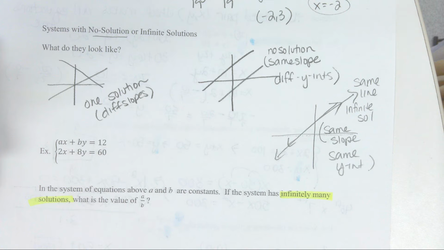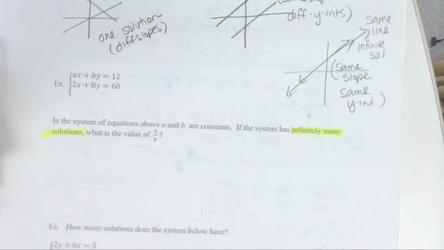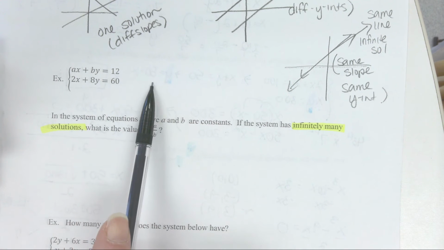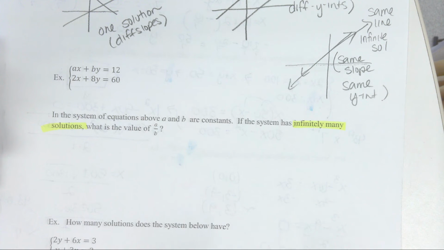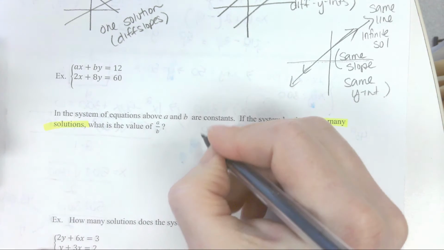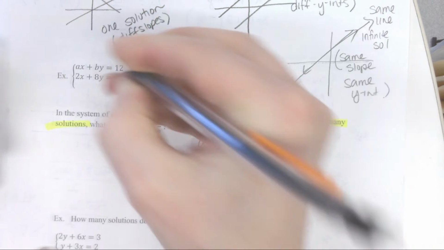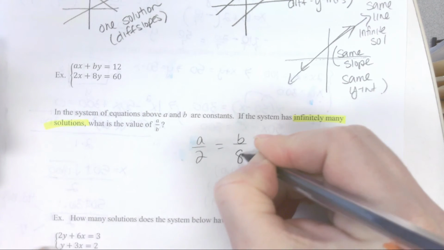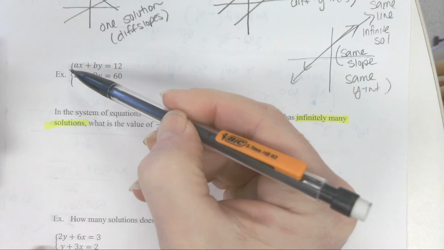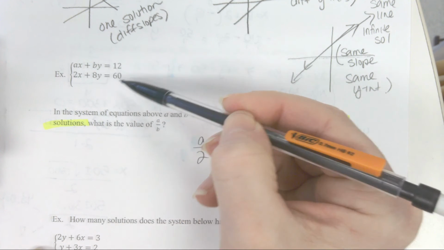And actually, I learned something new this year. Mrs. McDonald taught me a cool little trick. What she showed us is that in Algebra 1, if they're the same line, the ratios of the coefficients have to all be the same. What I mean by that is A over 2 has to be equal to B over 8, and that has to equal 12 over 60. So what's in front of here and here, those all have to be the same.